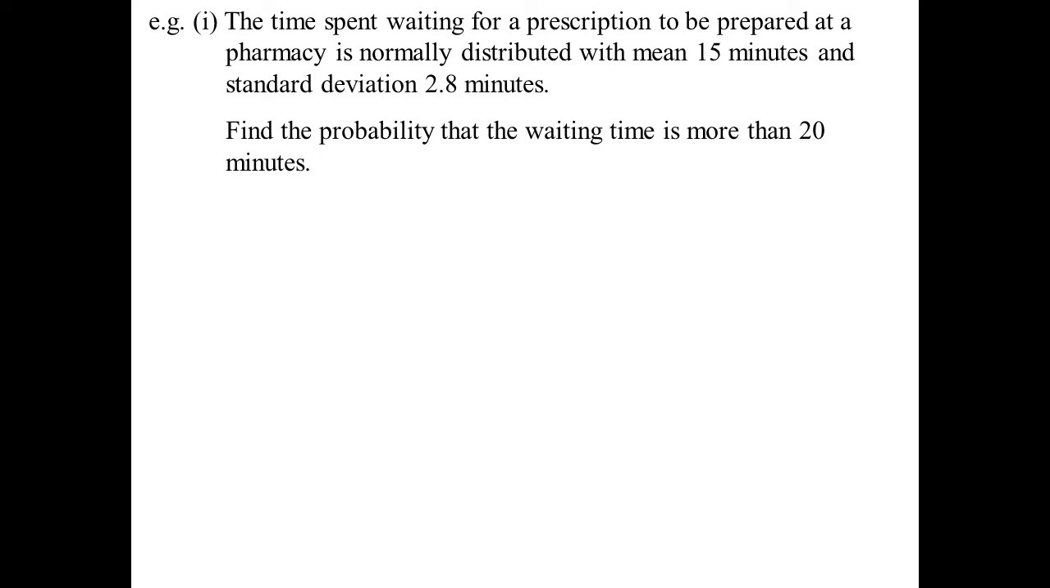The time spent waiting for this prescription is normally distributed with an average of 15 minutes and a deviation of 2.8 minutes. What's the probability that the waiting time will end up being more than 20 minutes? Okay, so I'm going to let W represent the waiting time in minutes. Well, I've been told it's normally distributed. The average is 15. Now they told me the deviation, but remember in this notation, it's the variance we put there. So the variance is 2.8 squared, so 7.84.